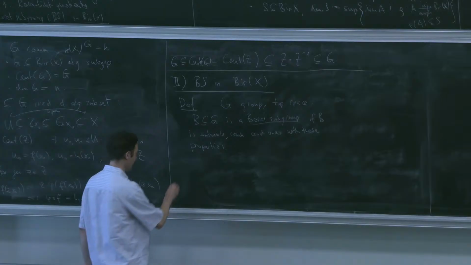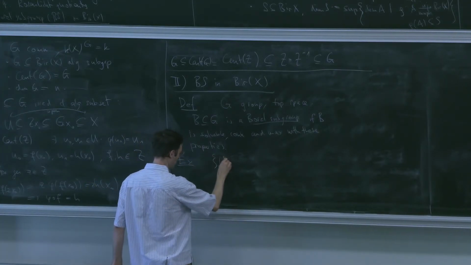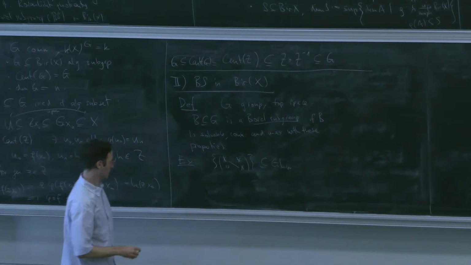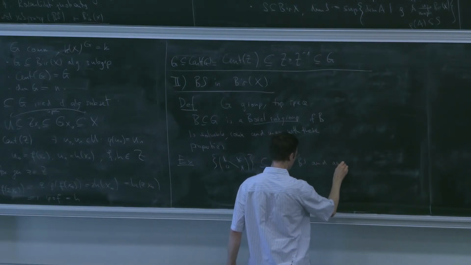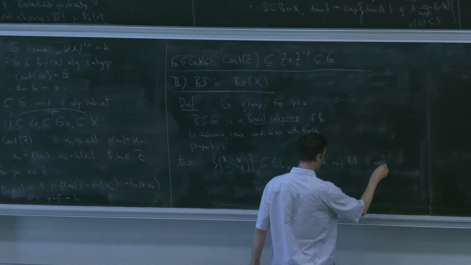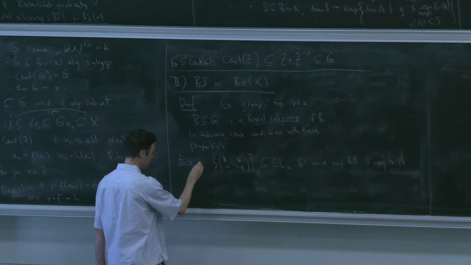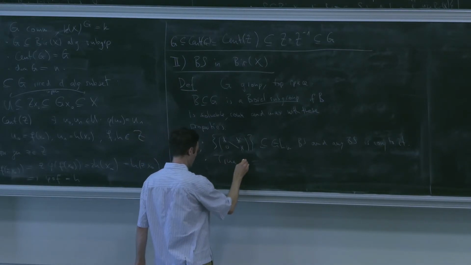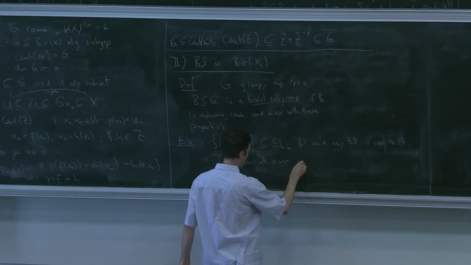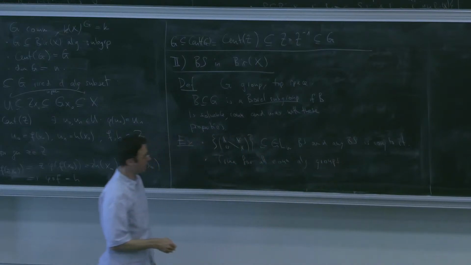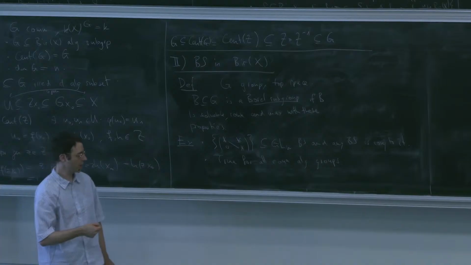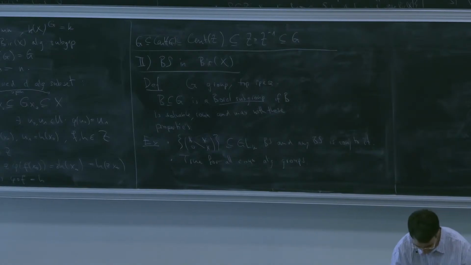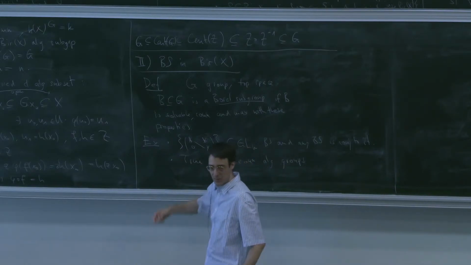So prominent examples are, of course, the upper triangular matrices in, let's say, GL_n. So this is a Borel subgroup. And in fact, any Borel subgroup is conjugate to these upper triangular matrices. This is true for all connected algebraic groups. What I mean is, there exists a Borel subgroup, and all Borel subgroups are conjugate to that one in any connected algebraic group.